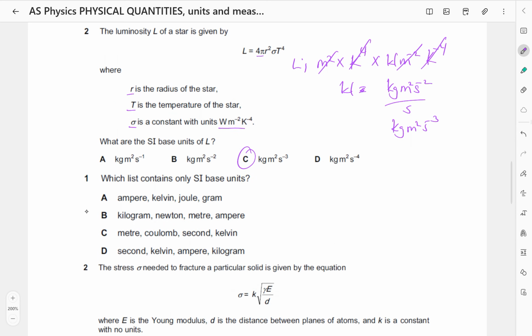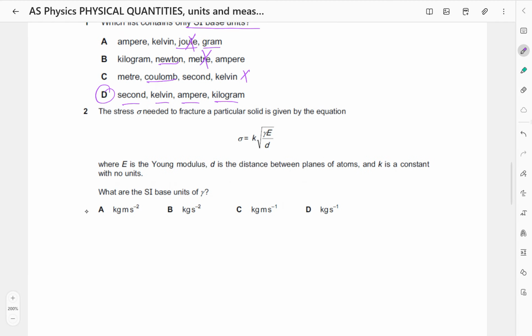Which list contains only SI base units? Units, not quantities. So coulomb is not an SI base unit, so this is out. The newton is not an SI base unit, this is out. The joule and the gram are not SI base units, so this is out. So the answer is going to be the second: kelvin, ampere, kilogram.